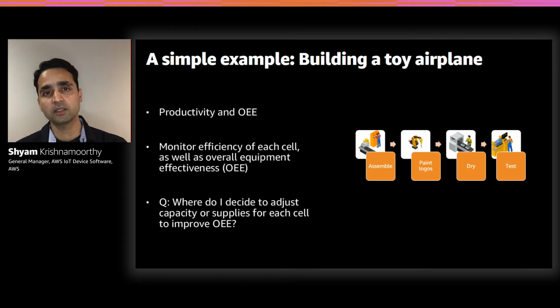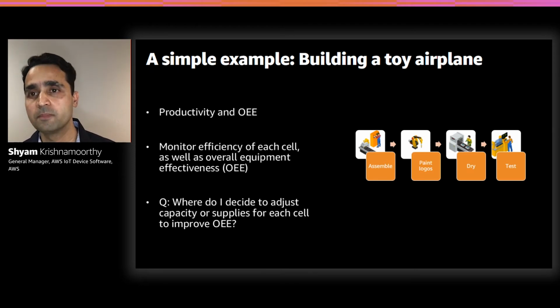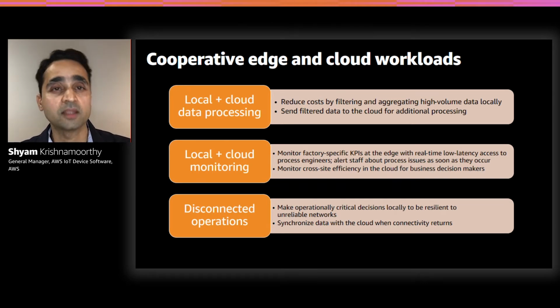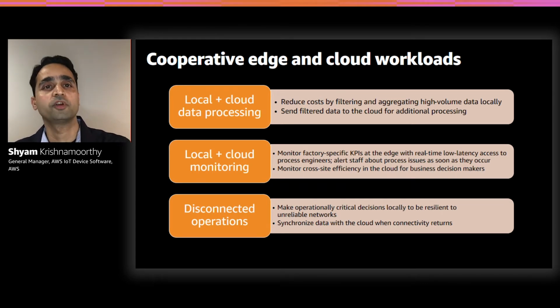So when you look back at all these examples, what you see is that the best solution is a cooperative situation where the edge computing nodes and your cloud computing nodes cooperate to split the right workloads. If you think about data processing, you can reduce your costs by filtering, removing noise, and aggregating high volume data locally and sending the rest of that to the cloud for additional processing.